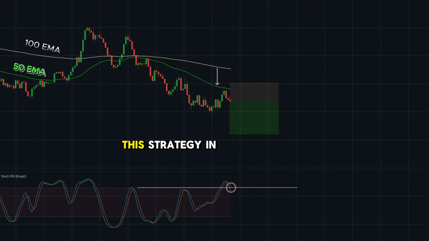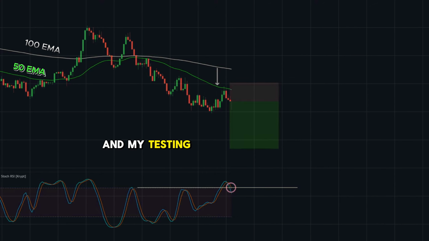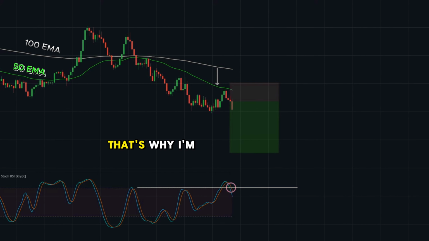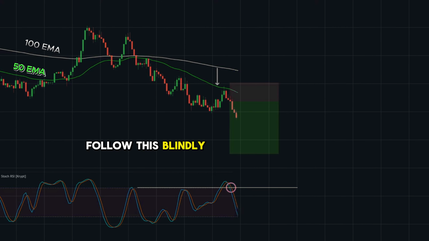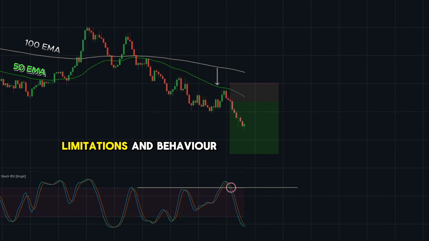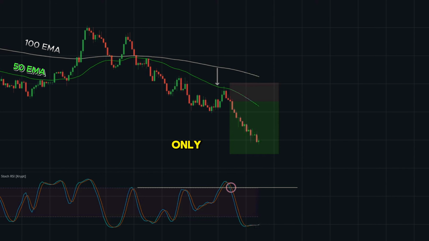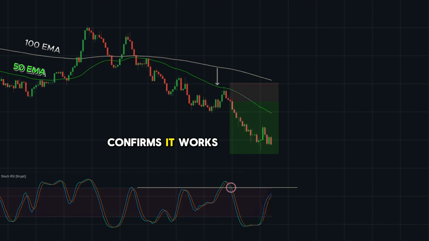I personally use this strategy in my trading plan, and my testing has shown positive results. That's why I'm sharing it with you. But remember, don't follow this blindly. Test it thoroughly to understand its limitations and behavior. Only use this if your own testing confirms it works for you.